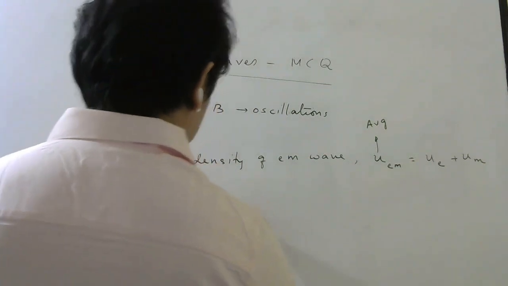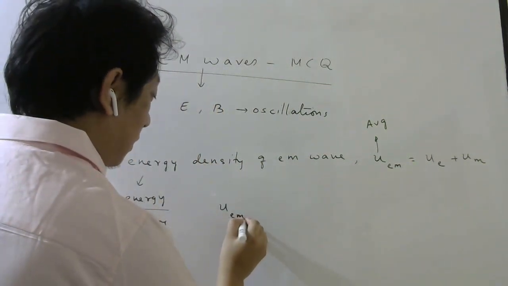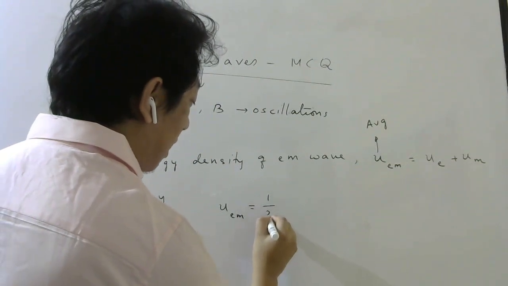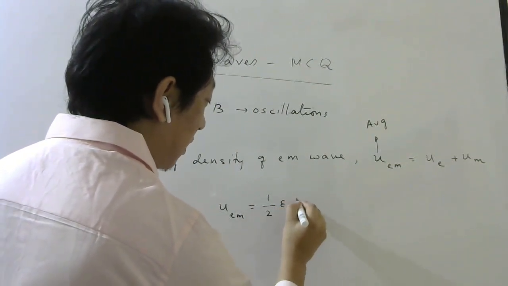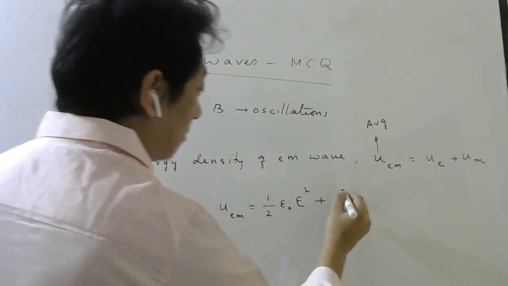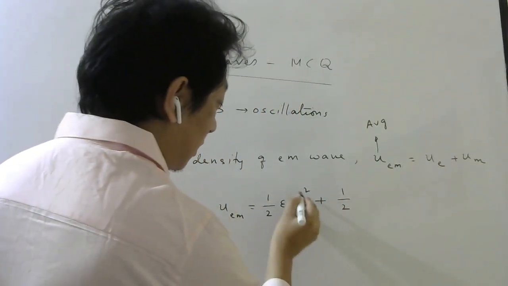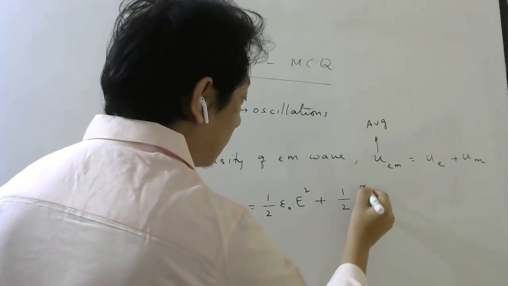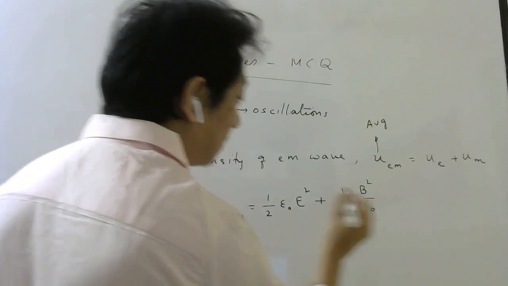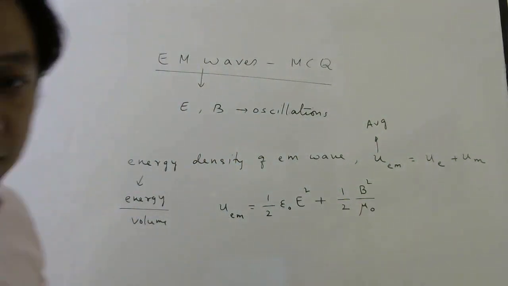Now for electric field, the energy density is given by half epsilon naught E square. And for magnetic field, it is given by half B square, where epsilon naught should be replaced by 1 by mu naught. Right? These formulas we have seen already.